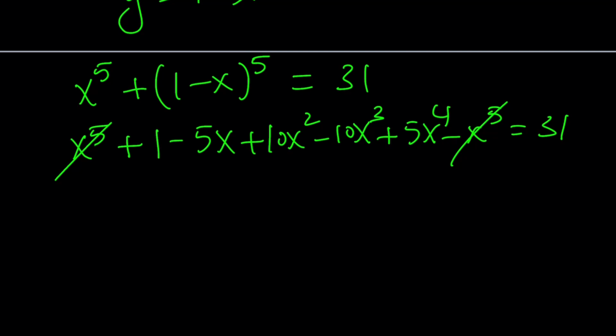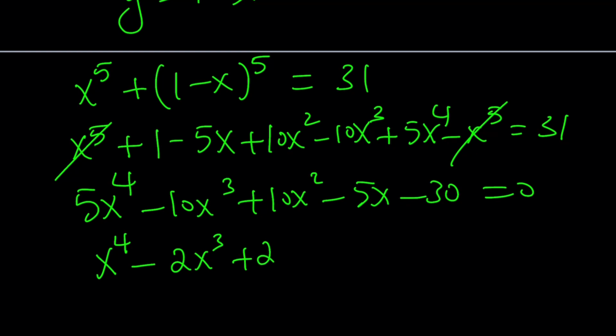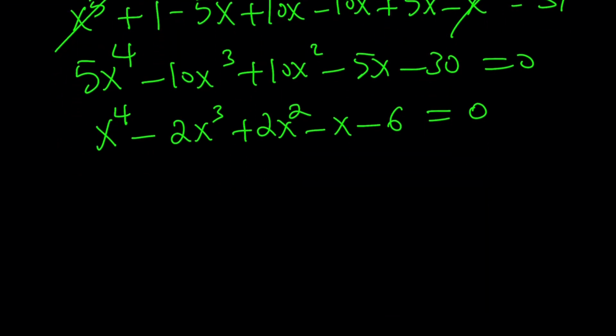Okay, let's go ahead and put everything together. Start with the highest power, 5x to the fourth, and then we get minus 10x cubed plus 10x squared minus 5x. Now I have 1 minus 31. That's going to be negative 30. And now notice that everything is divisible by 5. So why not divide? That's going to make our expression much easier to handle. It's going to make it monic, right? We talked about the monic about 2 hours ago, I think. So this is my equation after division by 5.